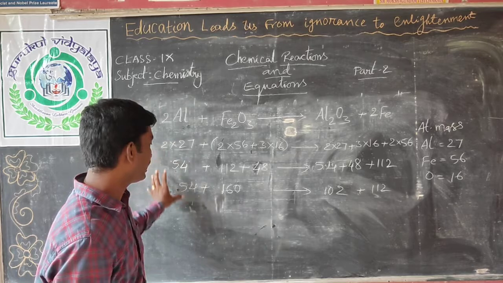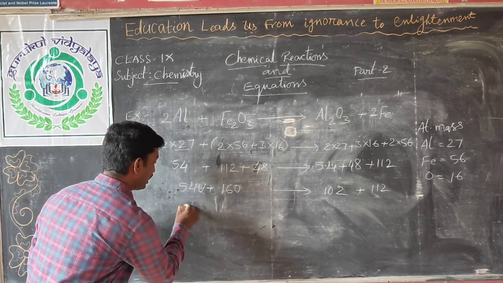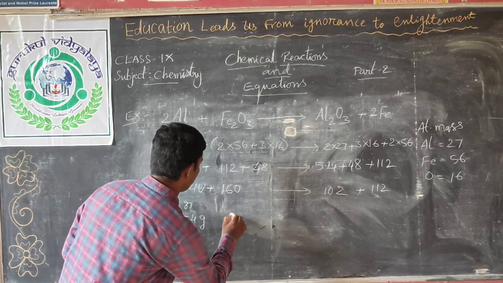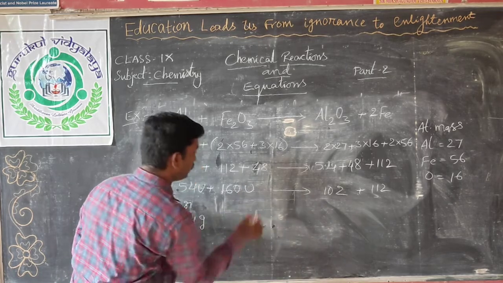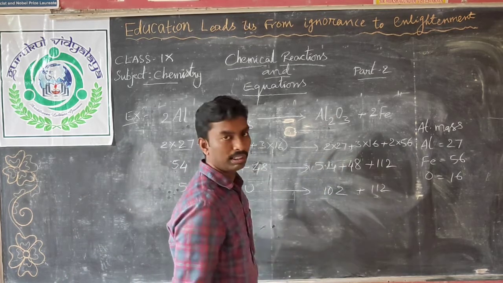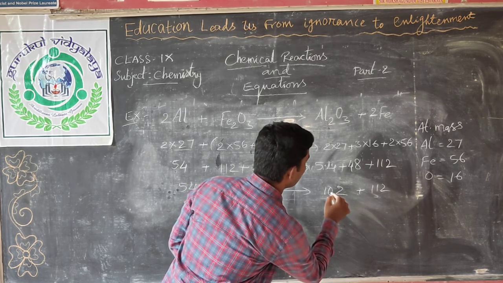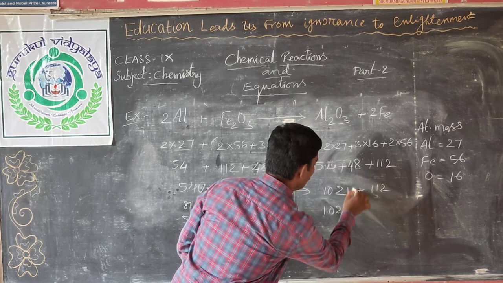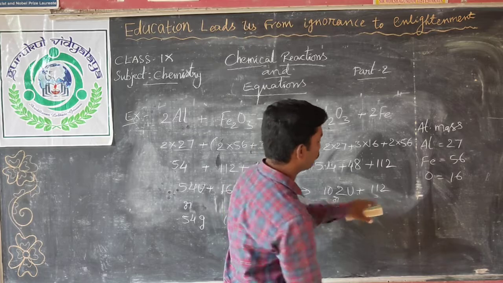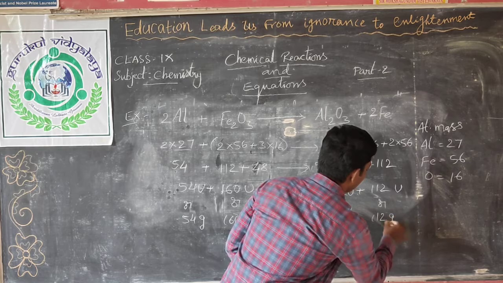For aluminum we are getting 54 U, or 54 grams, and for iron oxide we are getting 160 unified mass or 160 grams, and for aluminum trioxide we are getting 102 U or 102 grams, and for iron we are getting 112 unified mass or 112 grams.